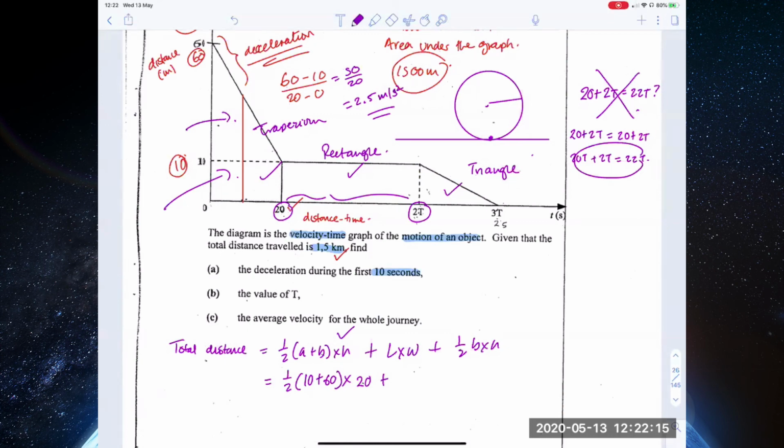We have to remove this guy, Mish. Doesn't that make sense to you? If from here to there is 2t, it means to get this only, I have to subtract the 20 seconds, isn't it? So it has to be 2t minus 20. That will give me just this part. And then I multiply that by the width, which is the 10 seconds, plus half times the height, which is 10.